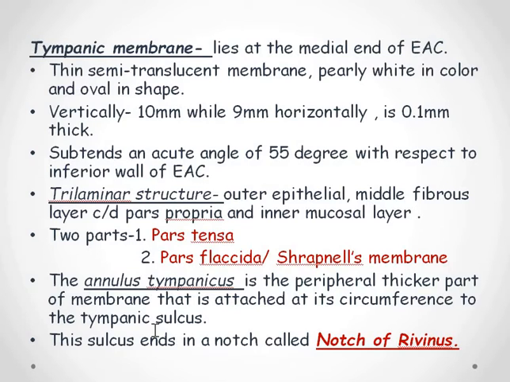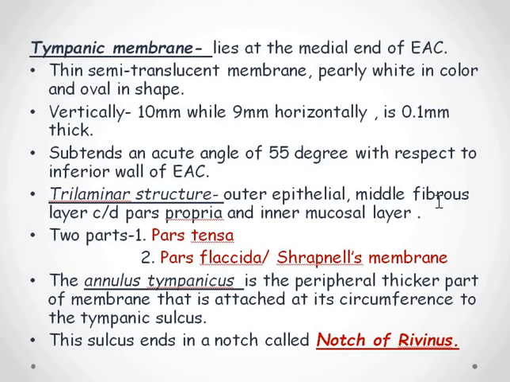It's at an angle of 55 degrees with respect to the floor of the EAC. Well, it is a trilaminar structure. The outer layer is the epithelial layer, the middle is the fibrous layer, also called the pars propria, and the inner is the mucosal layer, which is in continuation with the middle ear mucosa. Two parts are there: the pars tensa and the pars flaccida. The pars flaccida is also called Shrapnell's membrane.